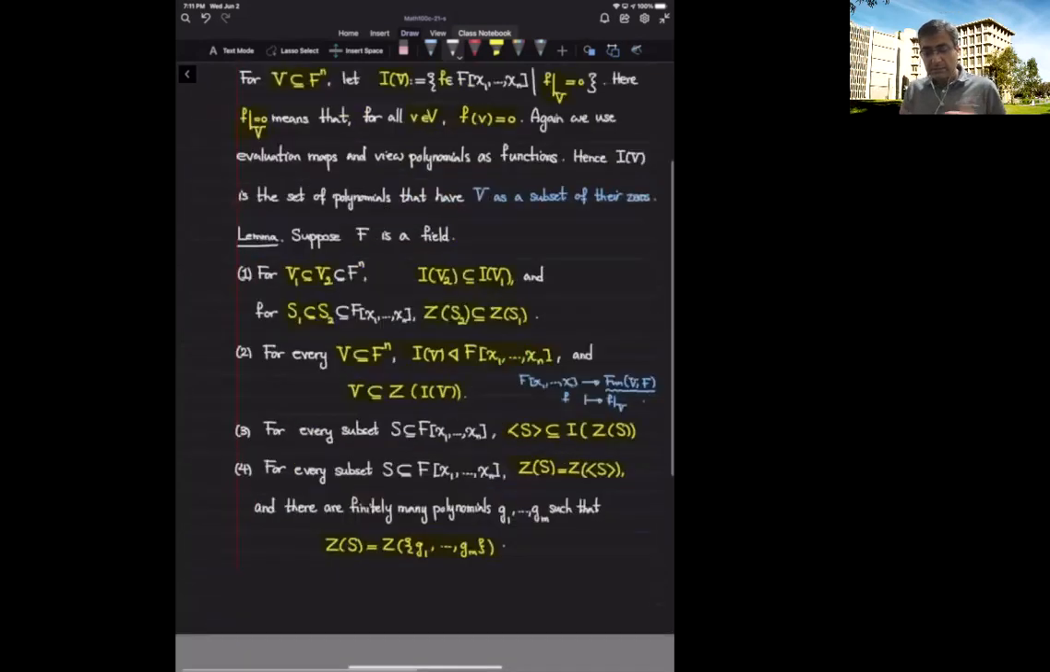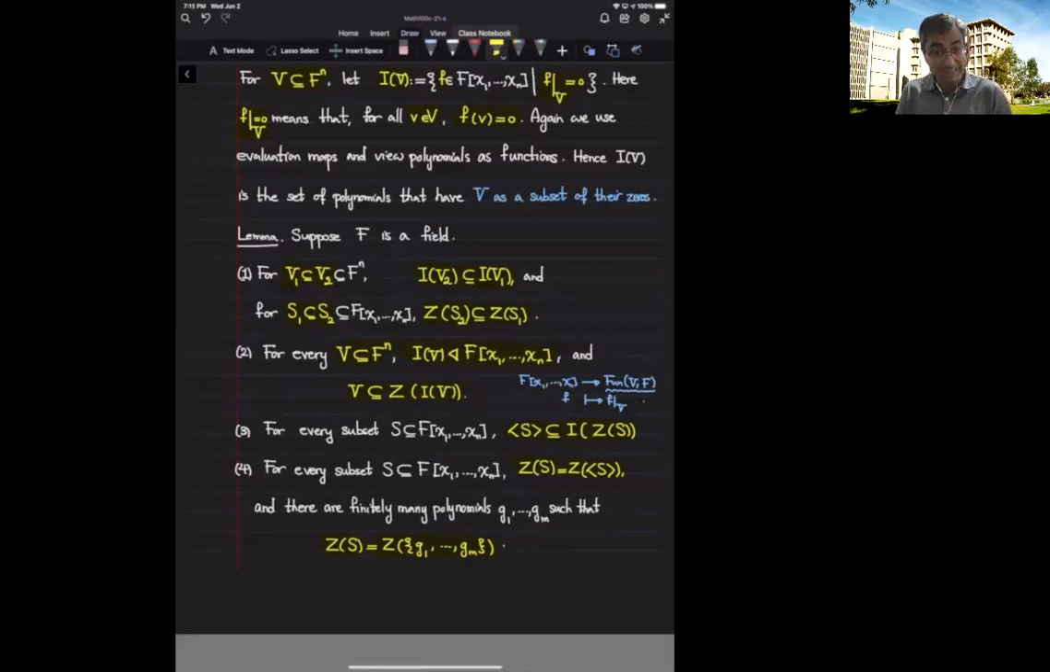So the first thing is that if V1 and V2 are two subsets of F^n, and V1 is a subset of V2, then the set of functions whose restriction to V2 is 0 is of course a subset of those functions whose restriction to V1 is 0. As we can see, the first implication is rather easy, but it's an important implication.